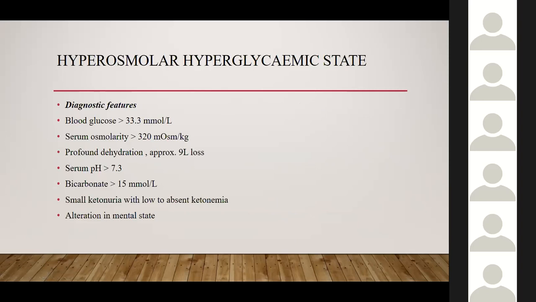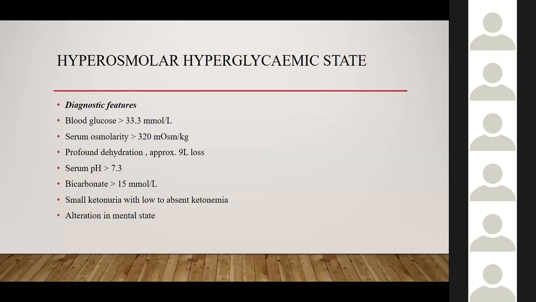So these are the diagnostic features. Once you want to make a diagnosis of HHS, the sugar level should be above 33.3. And if you're able to check osmolarity, it should be above 320 milliosmoles per kg. And usually because of this high osmolarity and sugar levels, the dehydration is serious. And sometimes they'll be vomiting because of the high sugar levels.